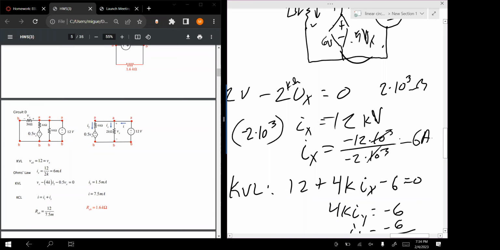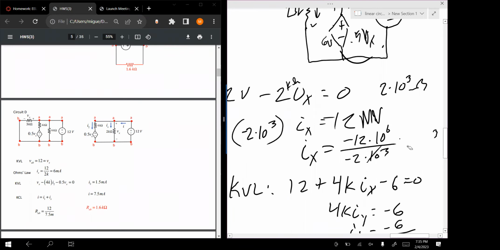Because imagine if I said to you, oh, this is actually going to be 12 megavolts. If I said it was a megavolt, for example, this would change to 10 to the 6. And then that would change this answer to be 6 times 10 to the 3 amps, I believe.